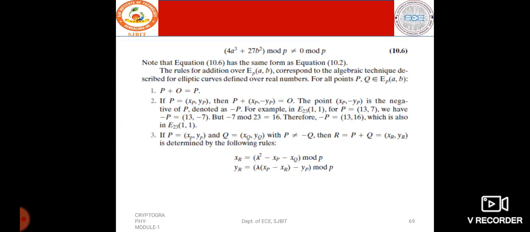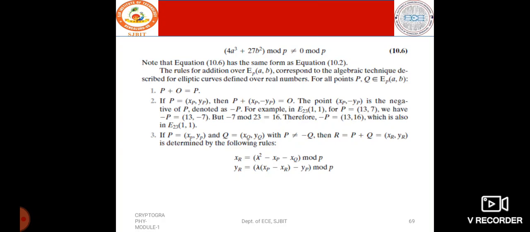For all points P, Q belonging to Ep(a, b): P plus O is equal to P. If P is equal to (xp, yp), then P plus (xp, minus yp) is equal to O. The point (xp, minus yp) is the negative of P, which is denoted as minus P. For example, take E23(1, 1) with P equal to (13, 7). We have minus P equal to (13, minus 7), but minus 7 mod 23 gives 16. Therefore minus P can be written as (13, 16). This is also in E23(1, 1).